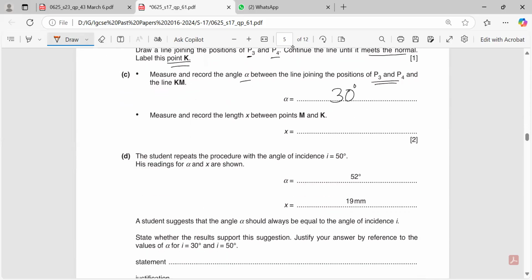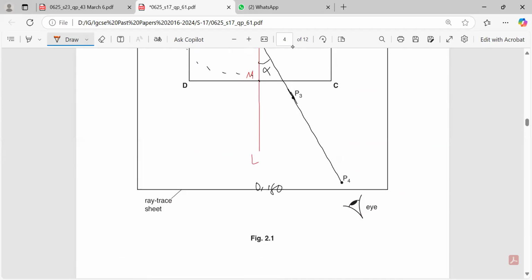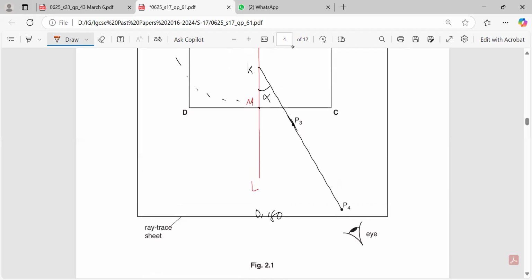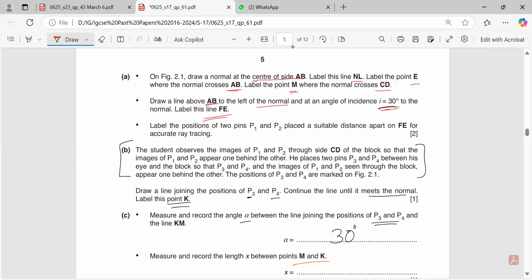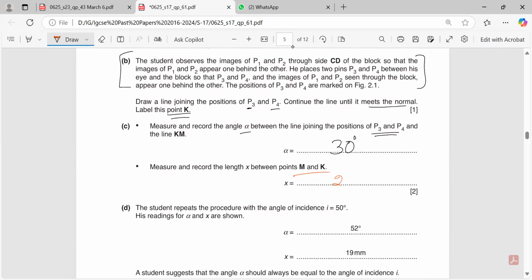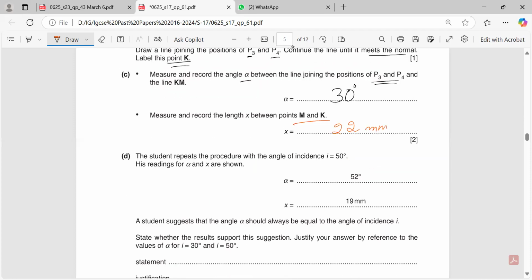Measure and record the length x between points M and K. It is 2.2 centimeters, 22 millimeters. Why? Because they have already given millimeters, so I will go with the same unit, millimeters.